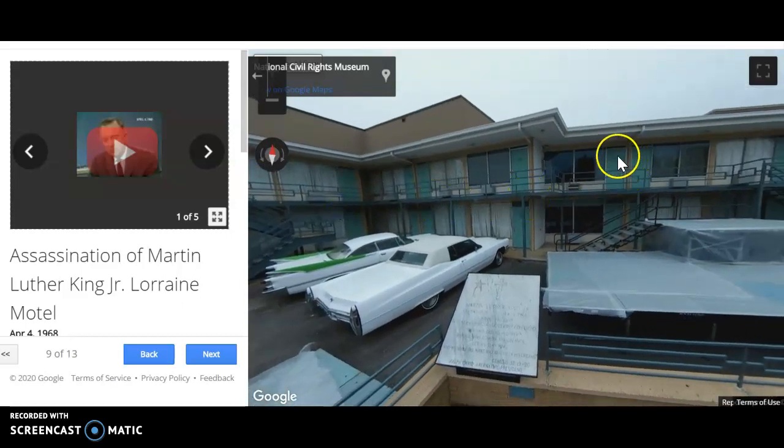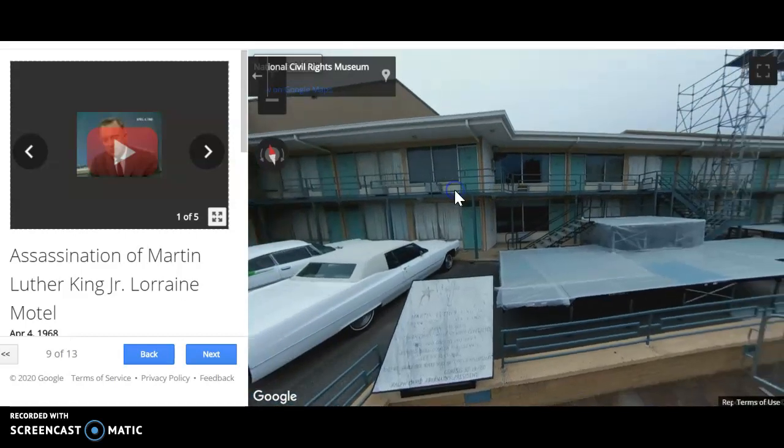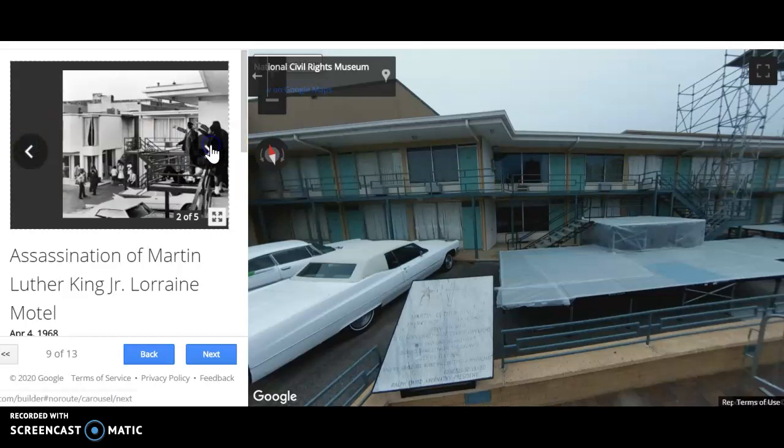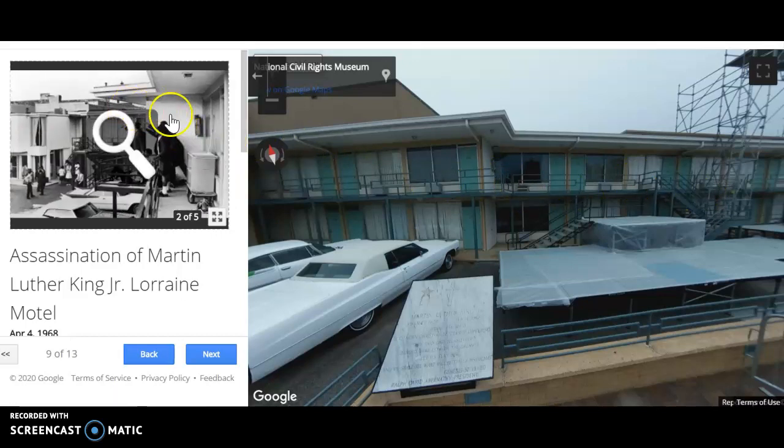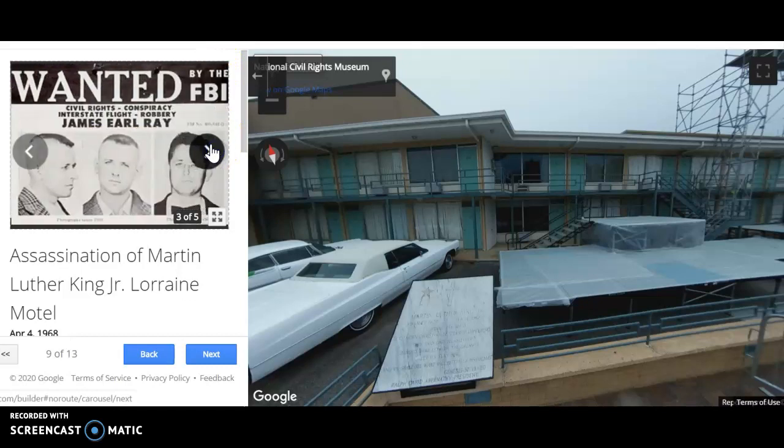So he was in this room here, and he was getting ready to go to another event. He said to his musician, whose name was Ben, "Ben, I want you to play this song, 'Take My Hand, Precious Lord.'" He was letting him know, I want you to play this song at my next event tonight. He walked out onto the balcony here, and he was shot. You can see his companions run out and are pointing in the direction of where the shots came from.